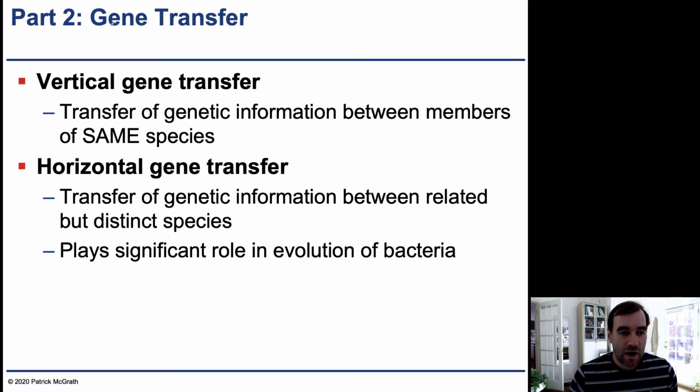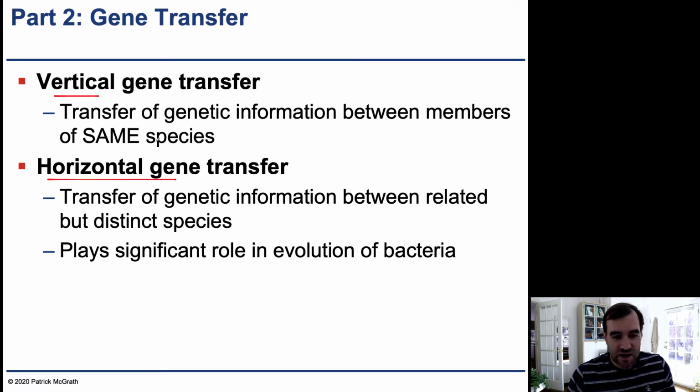So gene transfer: vertical gene transfer or horizontal gene transfer. When we have gene transfer in humans, typically the only way we can share our genetics, or if we have a new allele, for example, that arises within our genome, the only way we can actually pass this on is through vertical gene transfer. So this is gene transfer of genetic information between members of the same species. And so I can pass it on, for example, to my offspring.